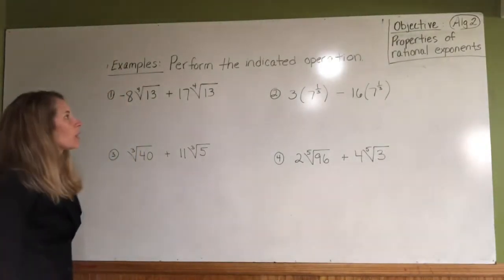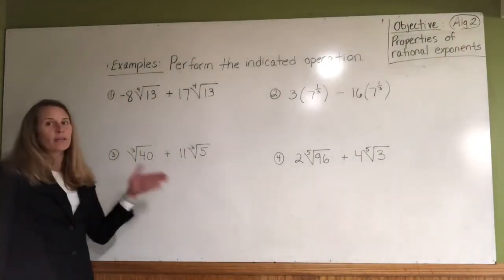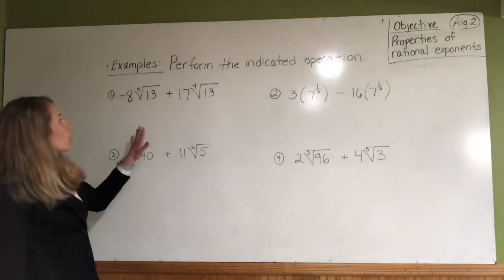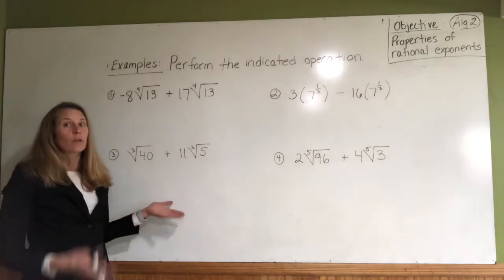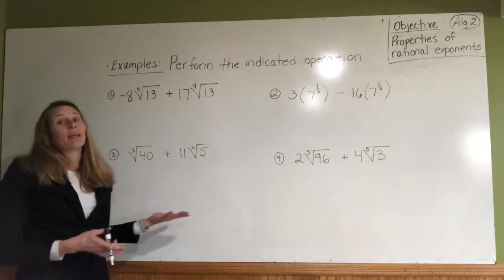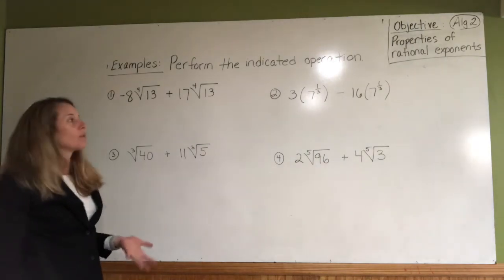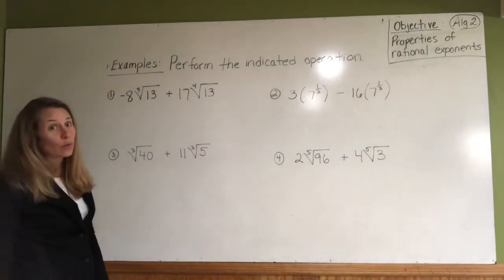Okay, so now let's do a couple problems where we do some addition and subtraction with radicals and see how that works. So the key is, just like with a lot of things in algebra, we want to combine like terms when we're adding and subtracting. Well, what are like terms when it comes to radicals or rational exponents?